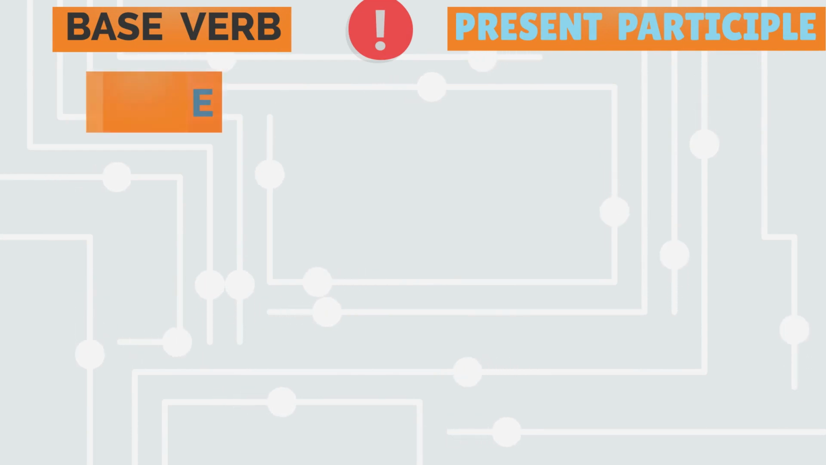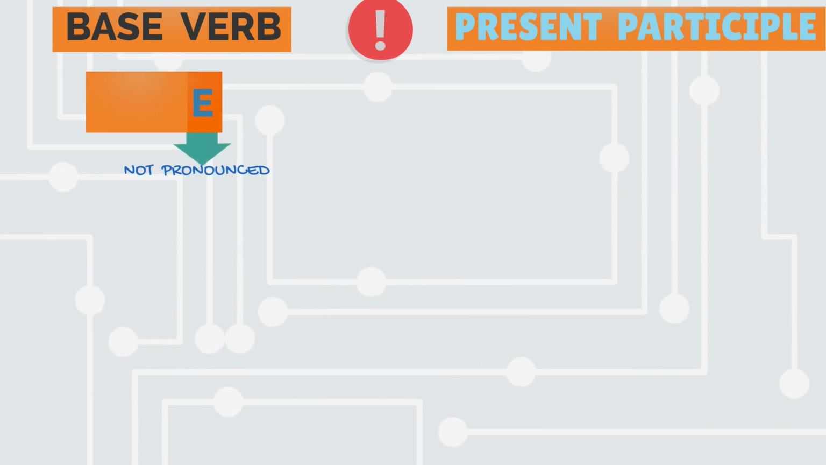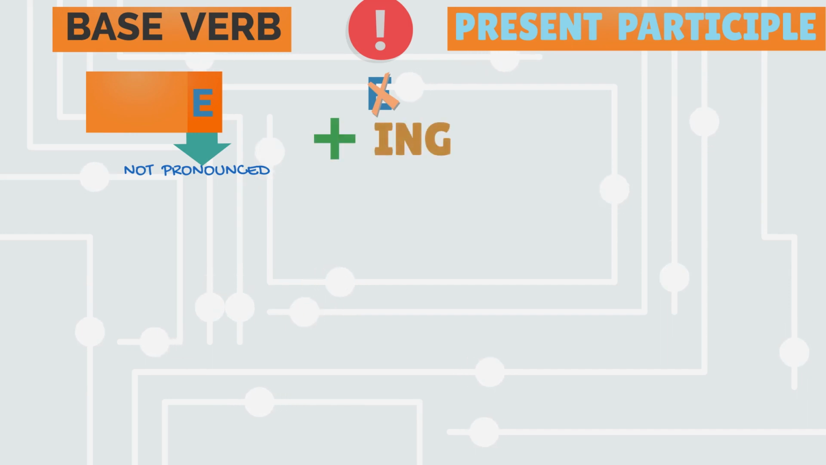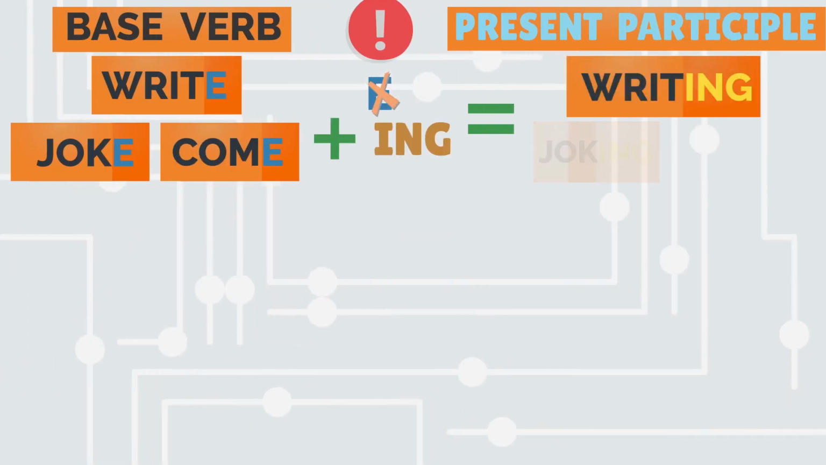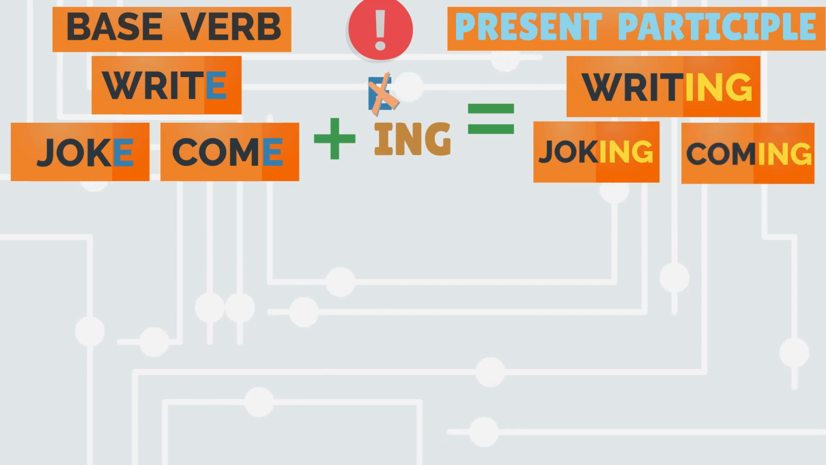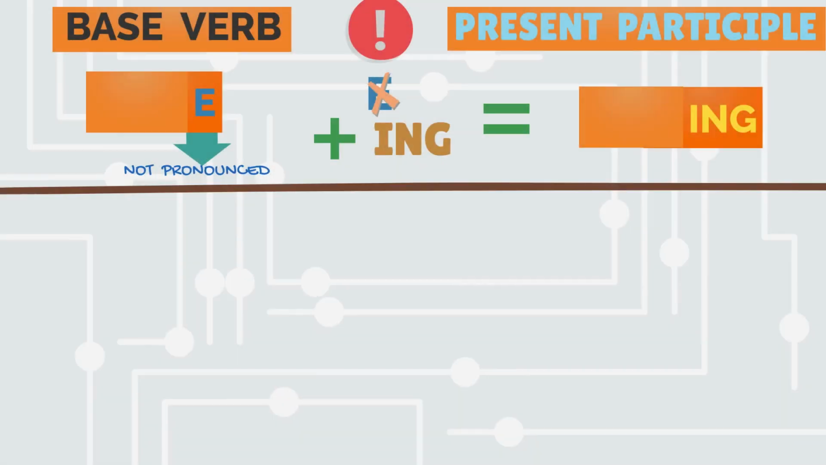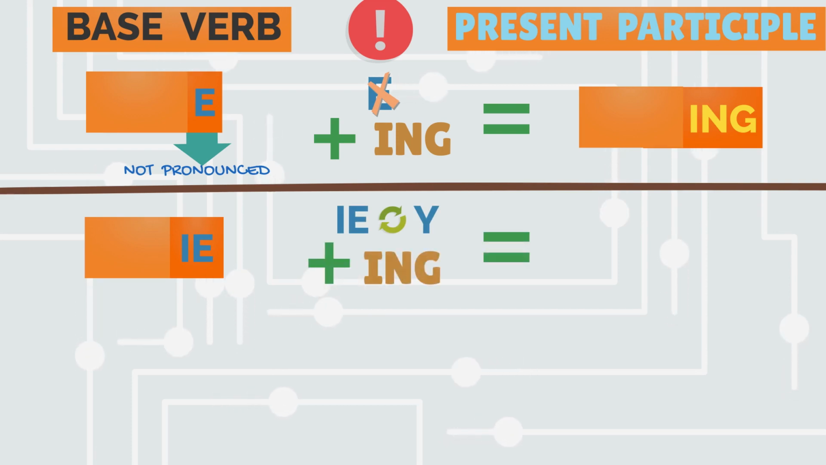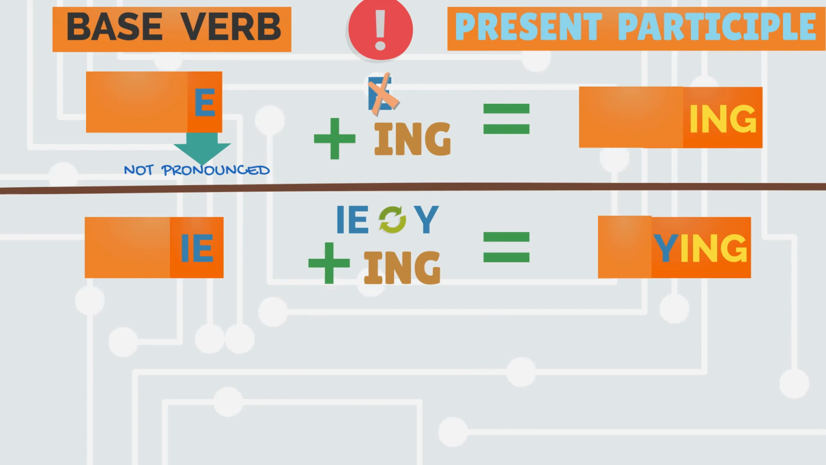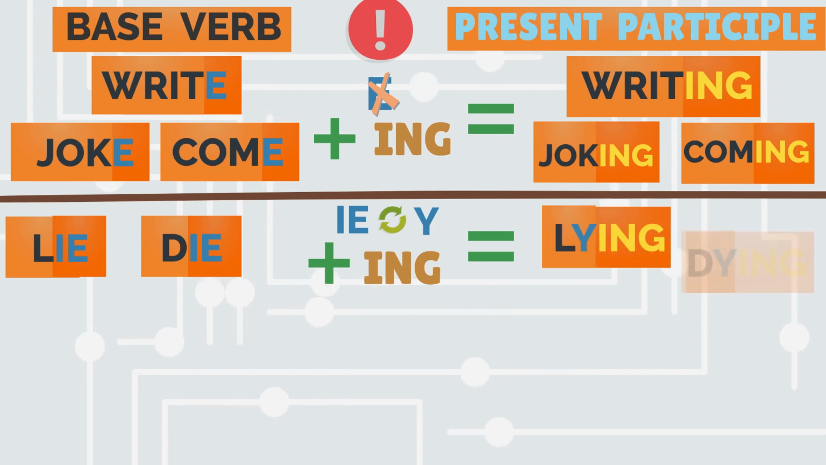For verbs ending with the not pronounced letter E, eliminate the E before adding ing. Writing, joking, coming. For verbs ending with IE, change IE to Y before adding ing. Lying, dying.